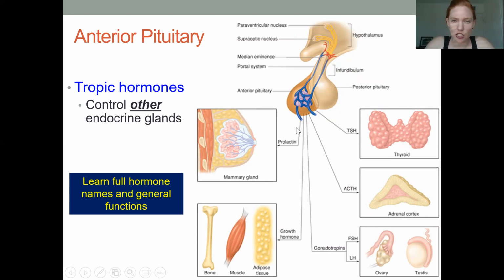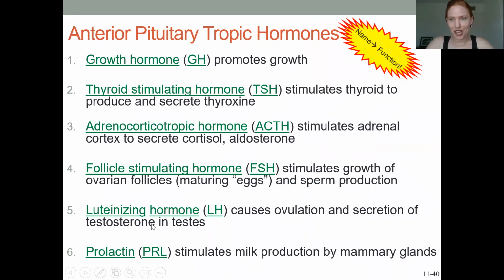Okay, so here's the anterior pituitary. It secretes those tropic hormones, for example, gonadotropins. They regulate the activity of other endocrine glands, in this case the gonads, and that will help regulate the levels of other hormones. Those are involved in negative feedback loops to help maintain specific hormone levels. So here is the giant list of hormones produced by the anterior pituitary.